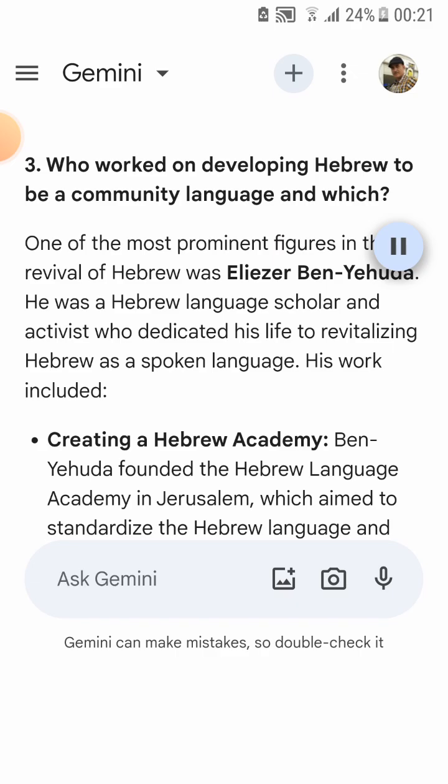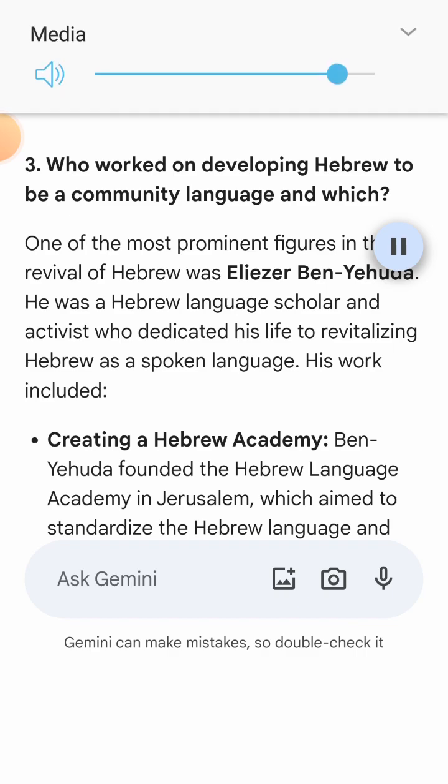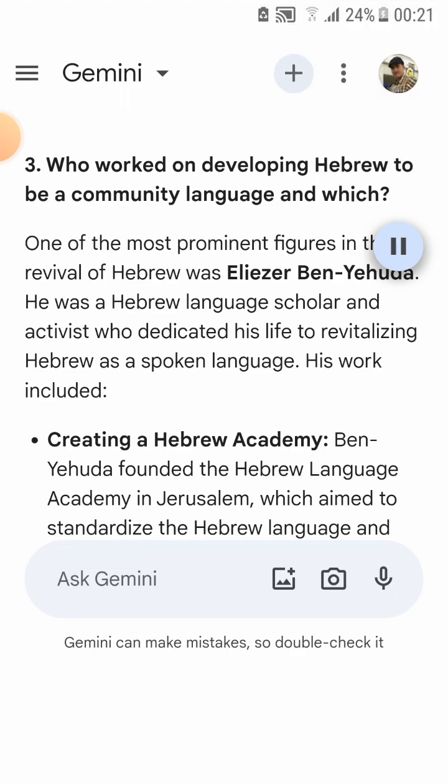daily life. Writing a Hebrew dictionary: he compiled a comprehensive Hebrew dictionary, including new words and phrases that were necessary for modern communication. Raising awareness: Ben-Yehuda actively promoted the use of Hebrew in education, literature, and public life.